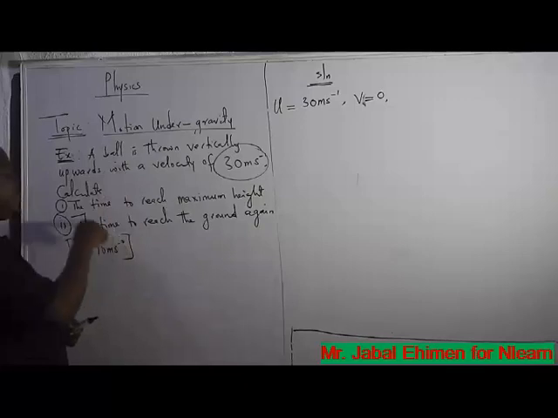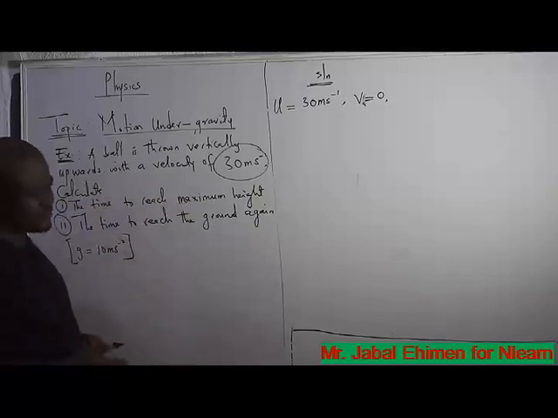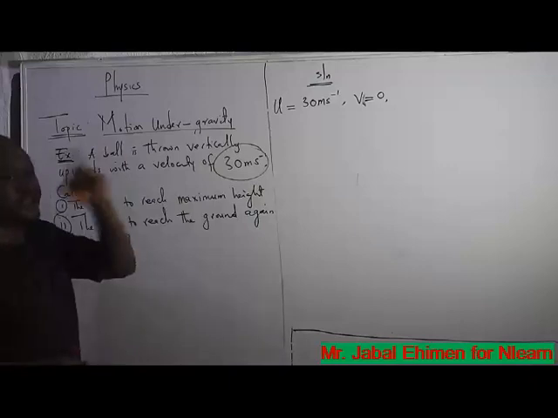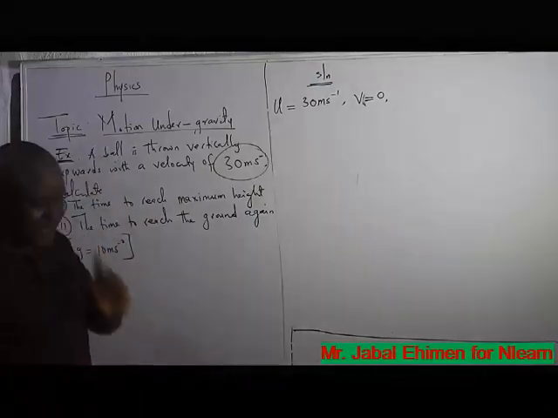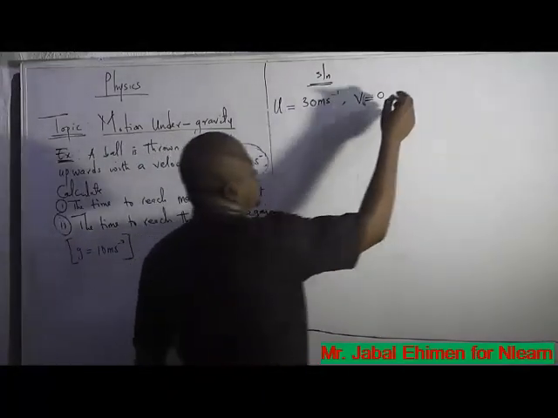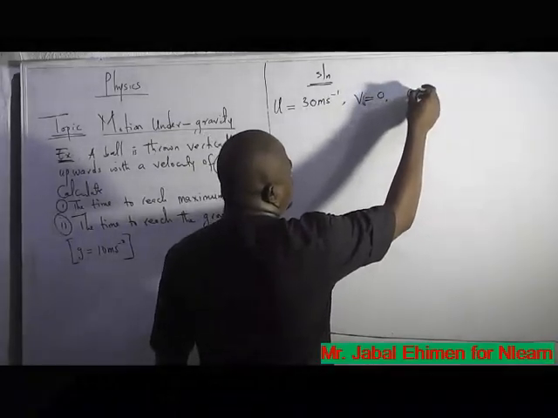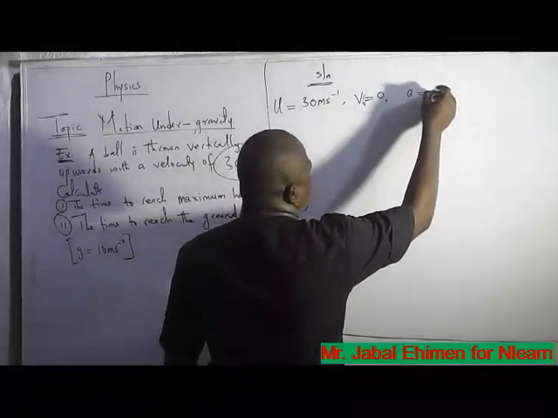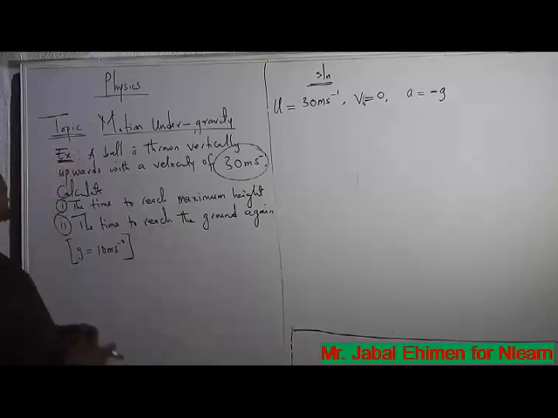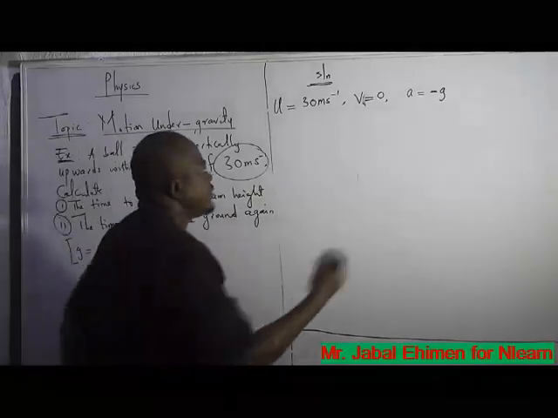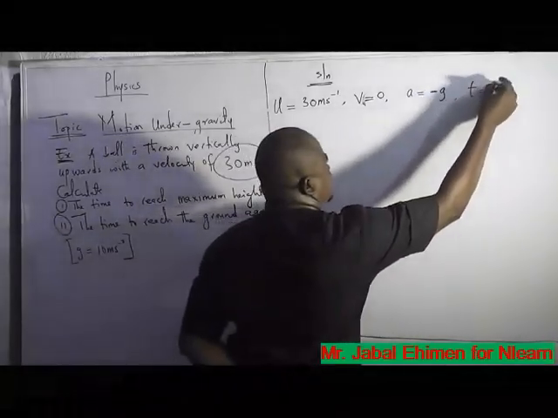Now, from here, the time taken to reach maximum height. But this G, is it positive or negative? Is the body under gravity or against gravity? For the body to be thrown up, it shows that the body is against gravity. It is fighting against gravity. So at that point, the value of A is equal to minus G. Good. Now after that, what do you have? We have to find the time to reach maximum height. We don't know that yet.